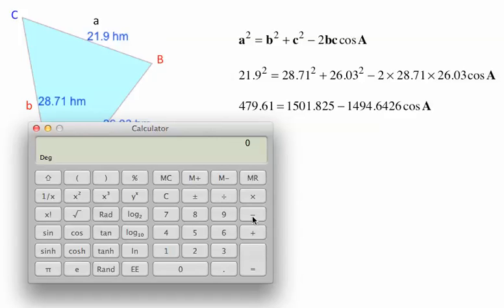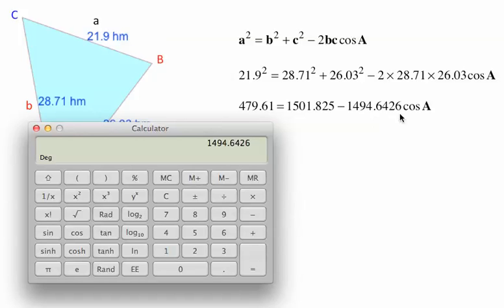Okay, and then I'm going to do the 2 times 28.71 times 26.03. So clear the calculator. 2 times 28.71 times 26.03 is equal to 1494.6426. Okay, and that is multiplying the cosine of A.